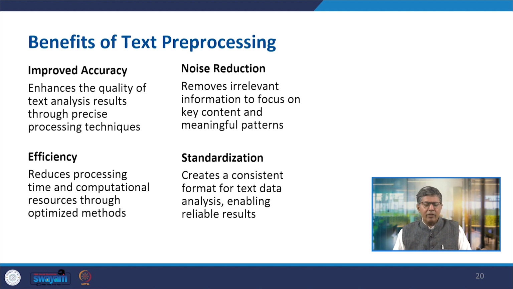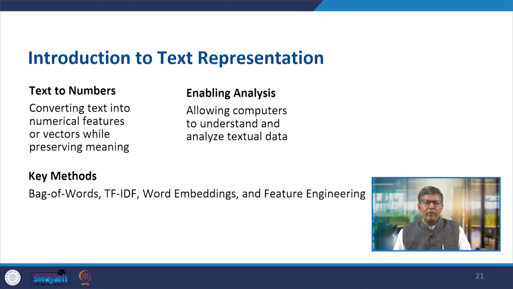Now, what are the benefits of text preprocessing? It improves accuracy, reduces unnecessary noise because irrelevant information is removed, and you can focus on the key content and meaningful patterns, right? Similarly, efficiency increases because it reduces the processing time and computational resources through better optimized methods. And then it creates standardization, because a consistent format for text data analysis, enabling reliable results, is what happens in this process. Today we will also be talking about text representation.